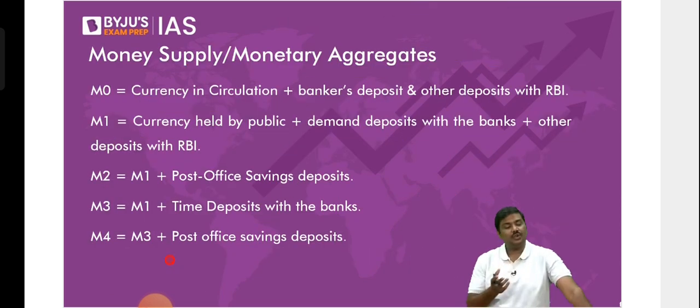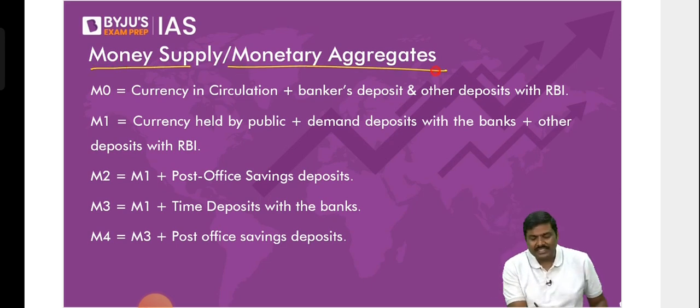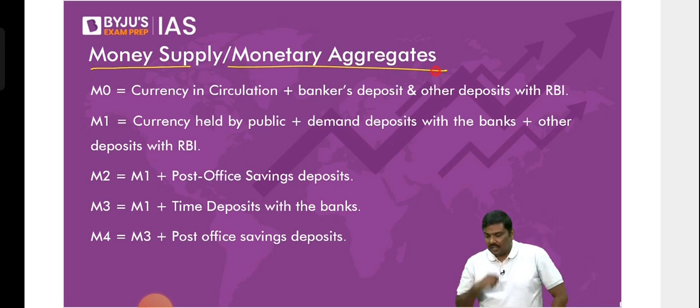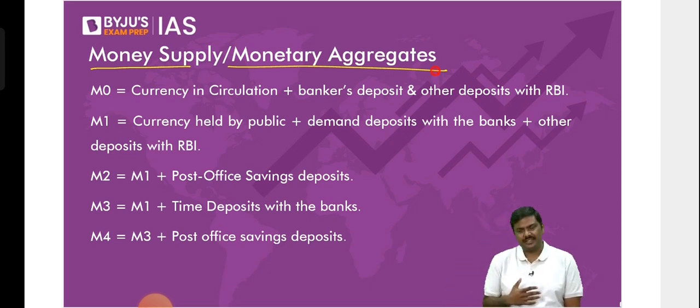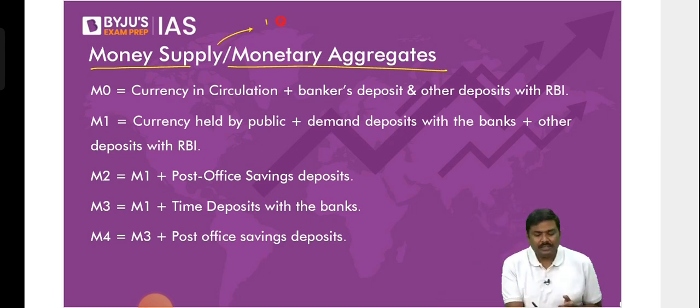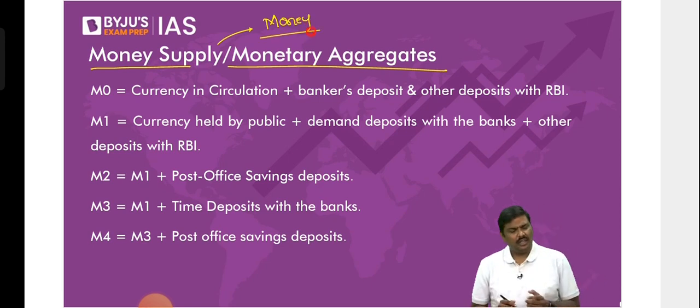So these are the various quantitative and qualitative set of tools. Now the next one is measurement of money supply or monetary aggregates. What do you mean by money supply or monetary aggregates? Money supply simply refers to how much money is there with the people in the economy. Understand this carefully. What do you mean by money supply?